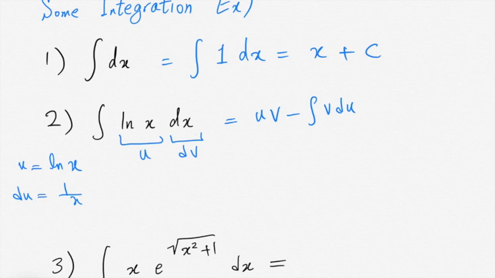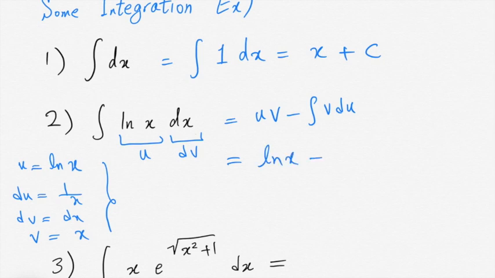Therefore, du will be 1 over x, and also dv is equal to dx. Therefore, v will be equal to x, right? We have it. So we are going to use it in our formula to solve this integral.